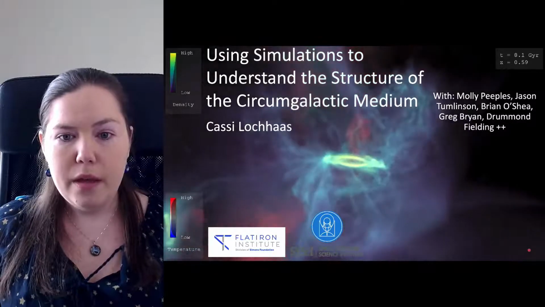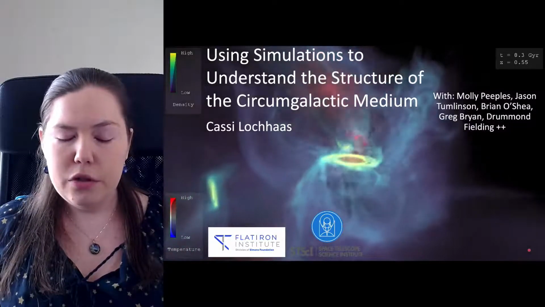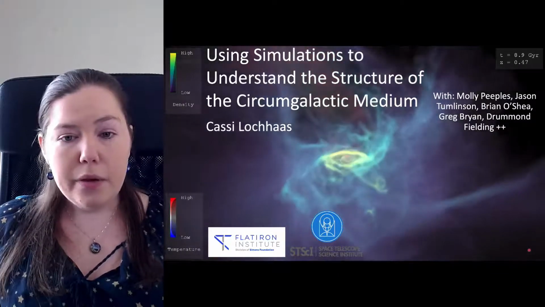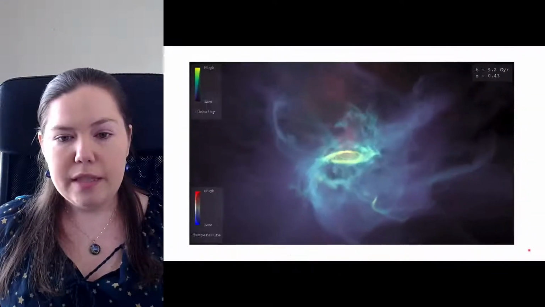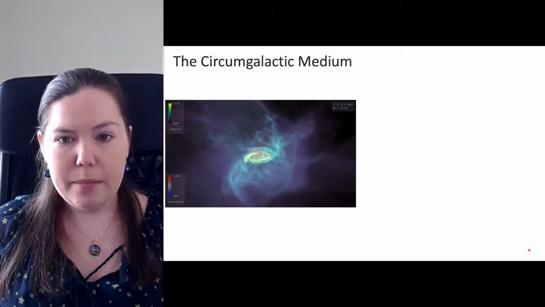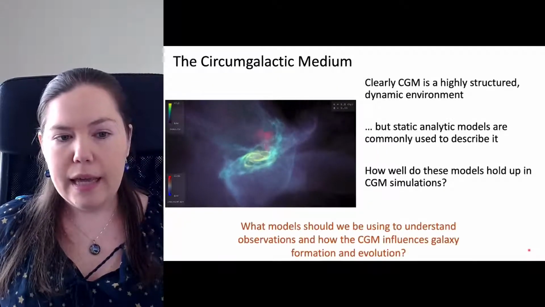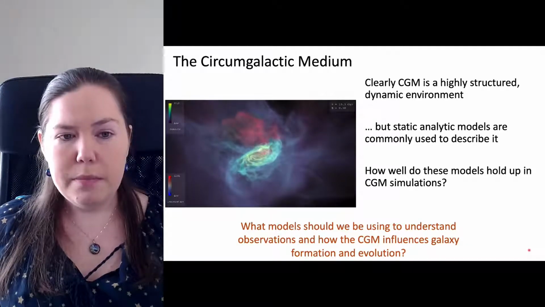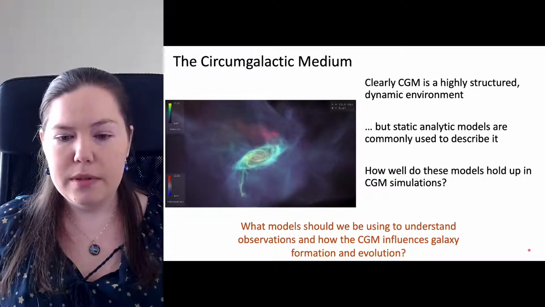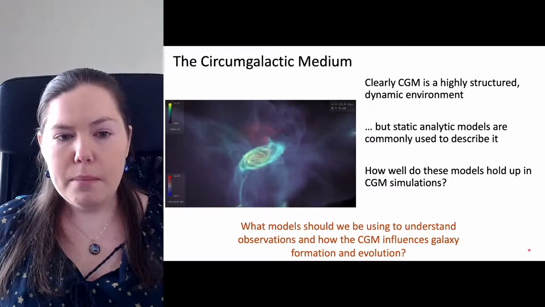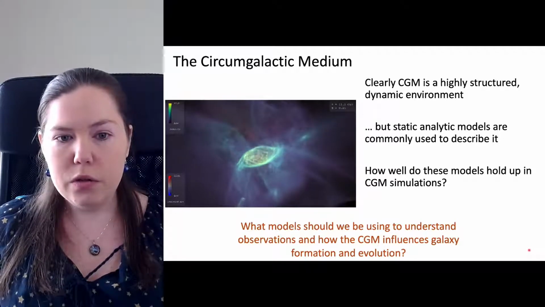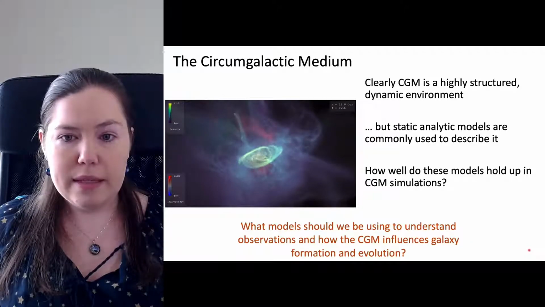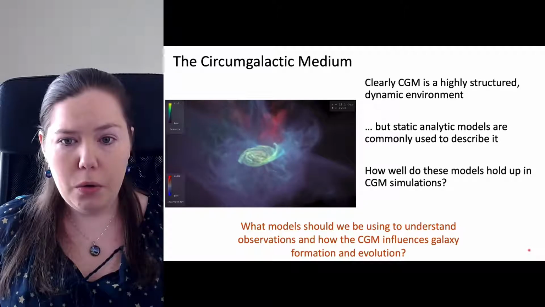What I'm interested in is using simulations to understand the overall structure of the circumgalactic medium. Clearly, we can tell from this video that the CGM is a highly structured and dynamic environment, but it is common for static analytic models to be used to describe it. So what I want to know is how well do these models actually hold up within CGM simulations, and in particular, what models should we actually be using to describe CGM observations and to understand how the CGM influences galaxy formation and evolution as a whole.